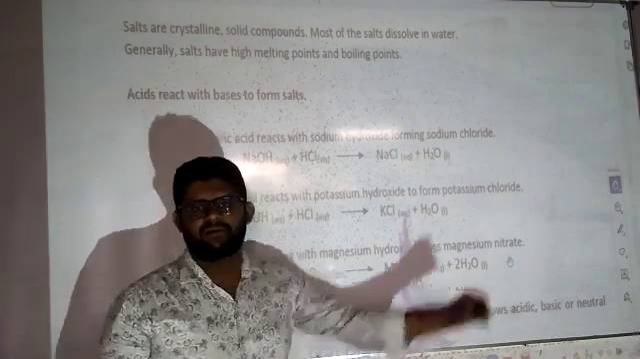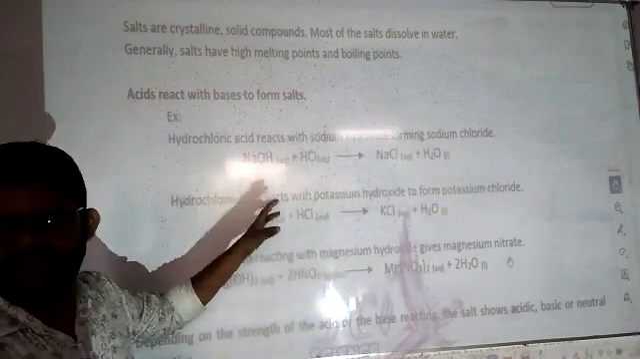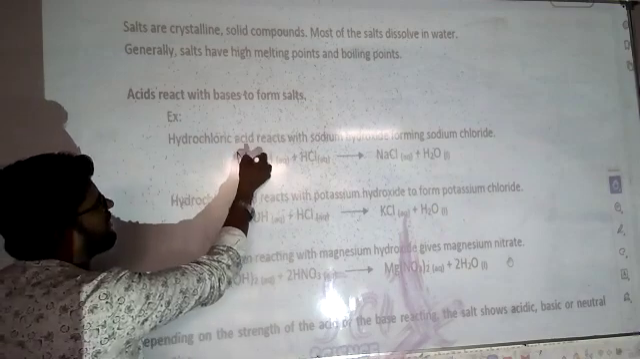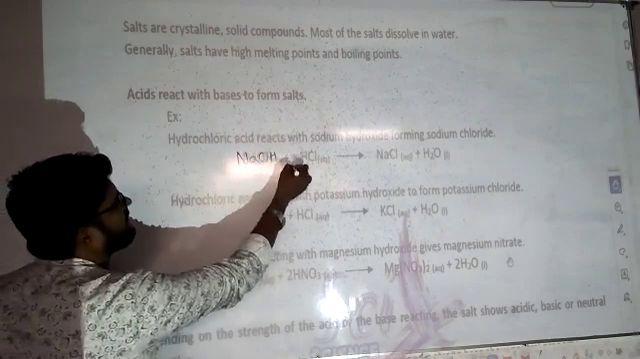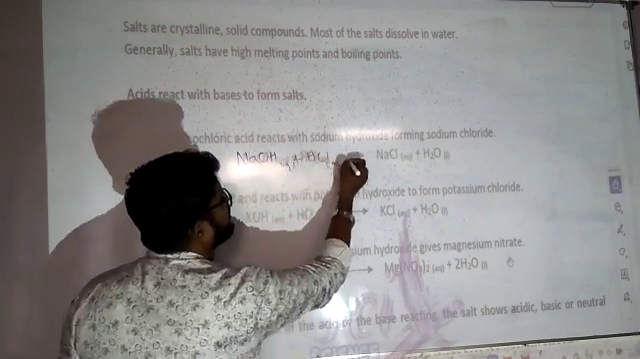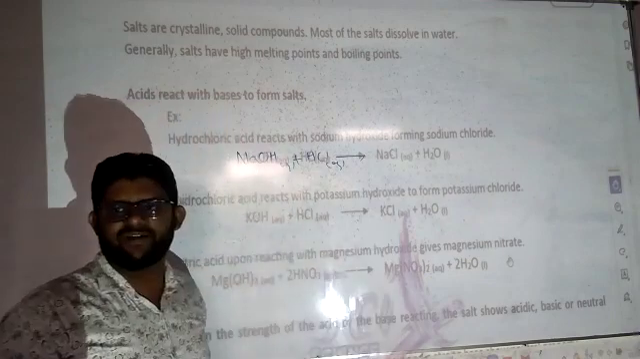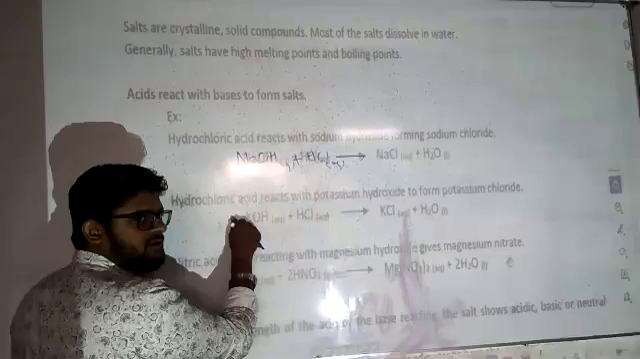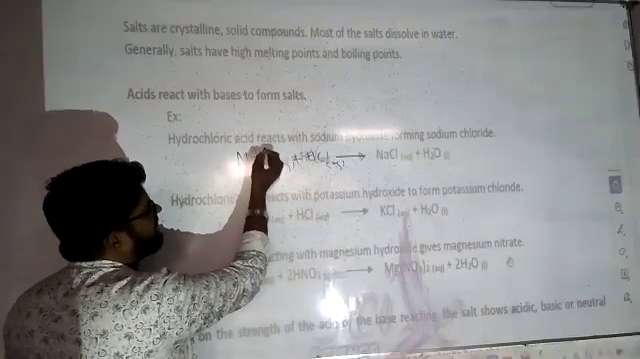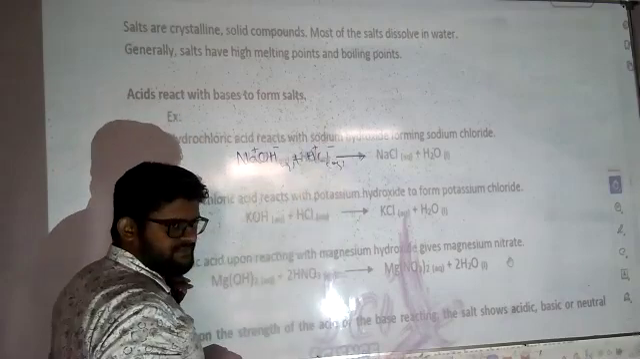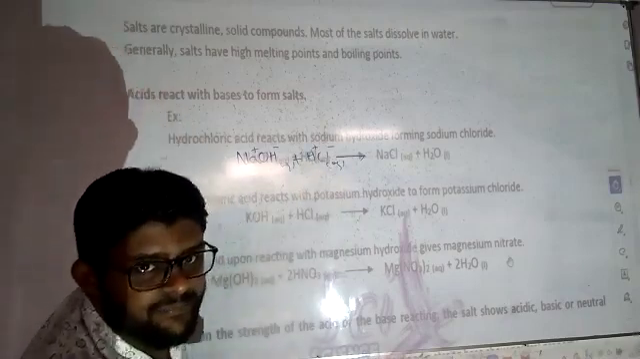Listen. Acids react with bases to form salt. Some of the examples are given. Look at this example. Sodium hydroxide plus HCl forms. What is it forming? Look here how it comes. Na plus OH minus, H plus Cl minus. How are they working?